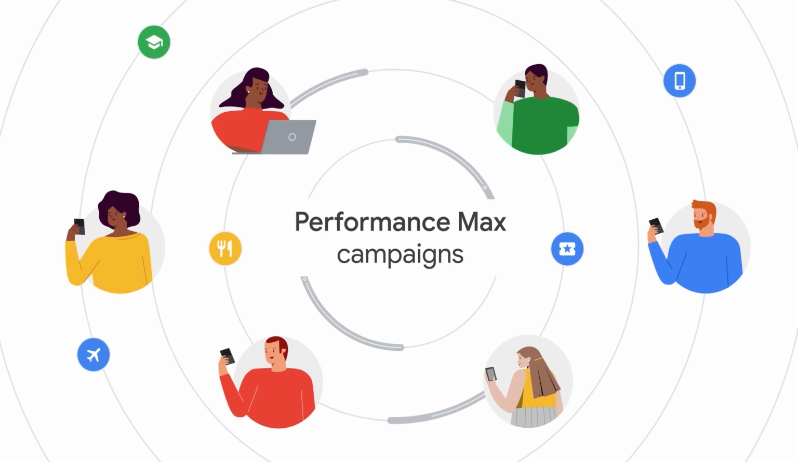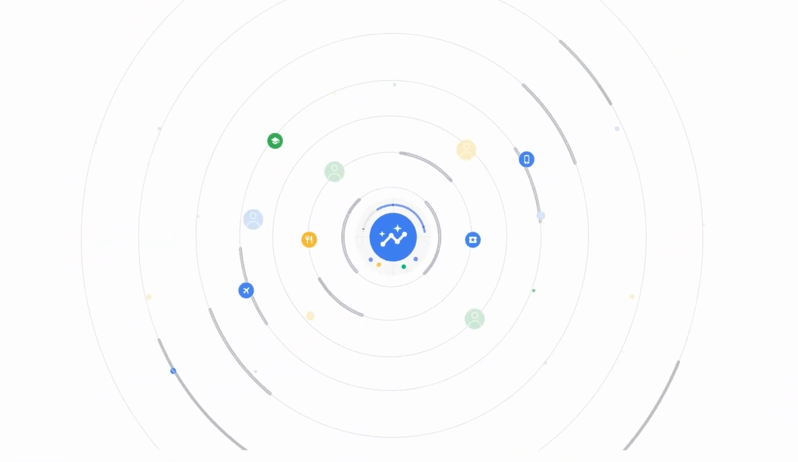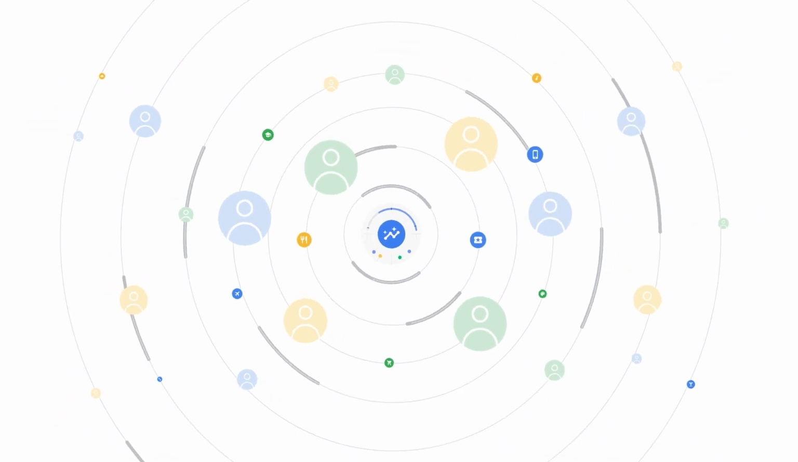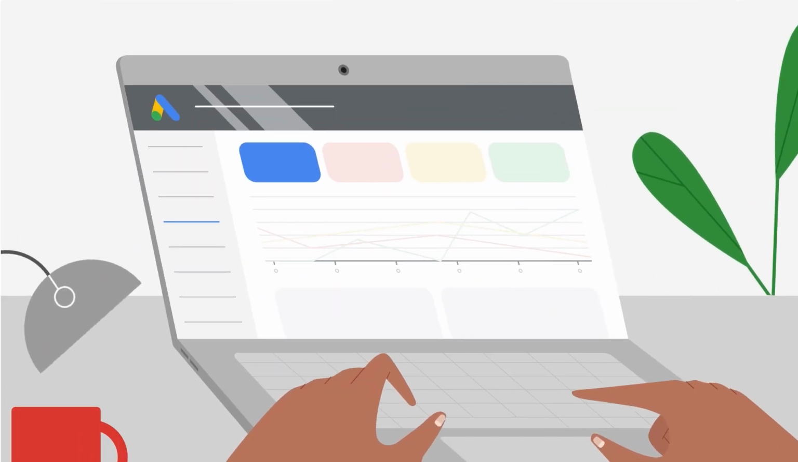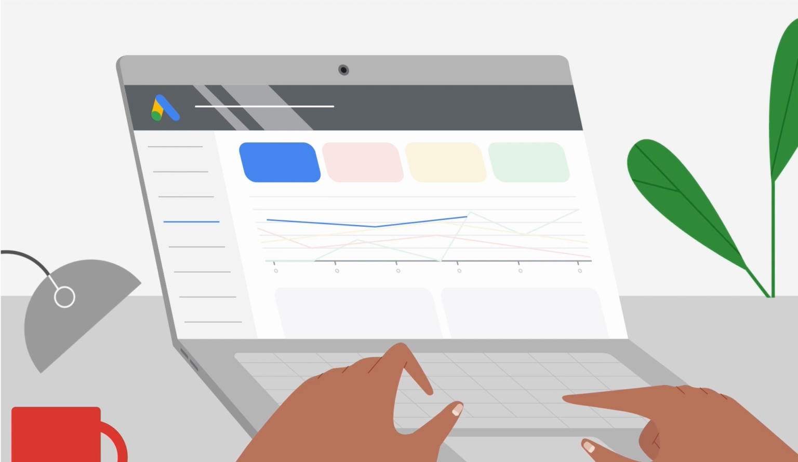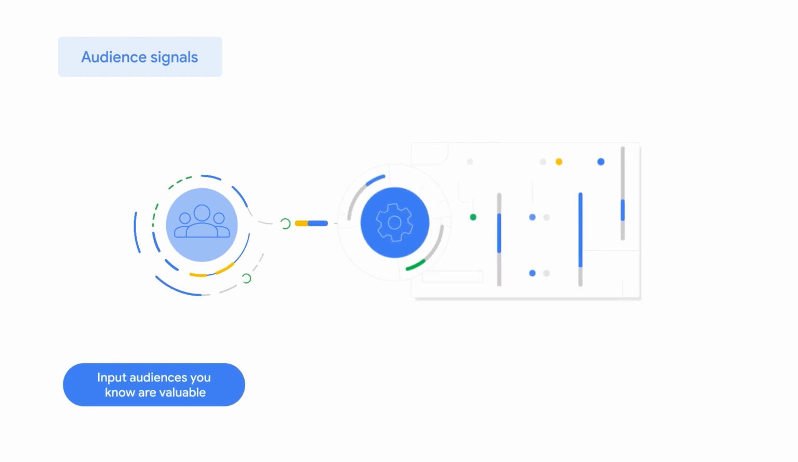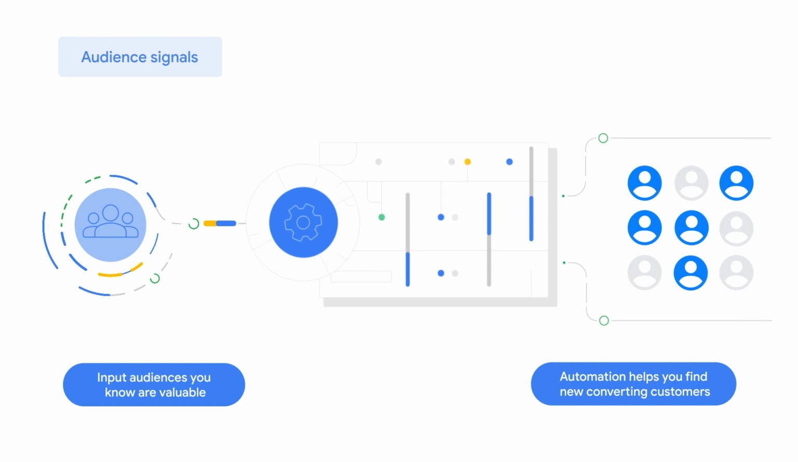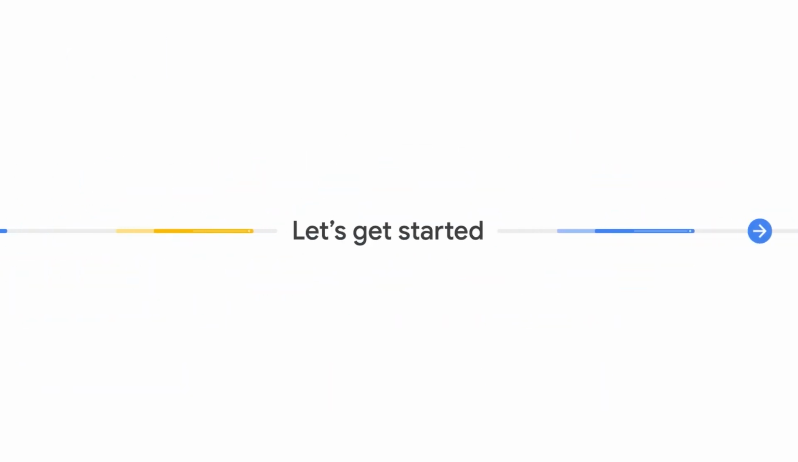With Performance Max campaigns, you can cast a wider net while maintaining relevance to drive better results for your business goals. By adding an audience signal to your campaign, you can help it ramp up and drive results faster. Audience signals tell automation who is most likely to convert and help you meet your goals. And with this information, you can find more converting customers faster. Let's take a closer look at how this works and best practices for inputting audience signals.